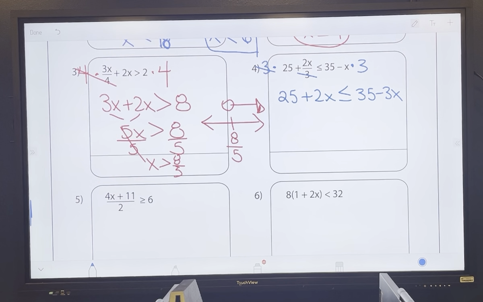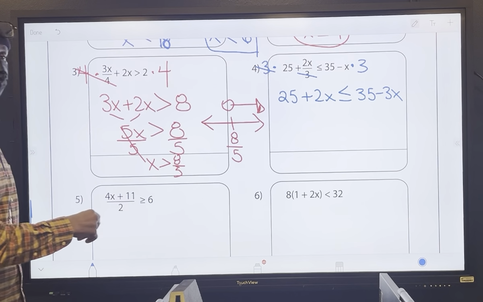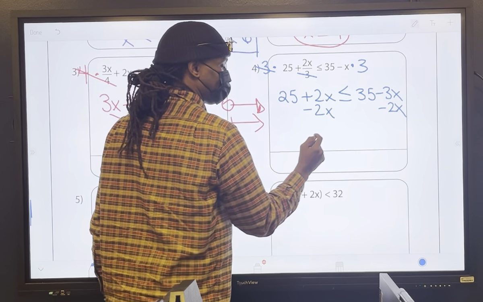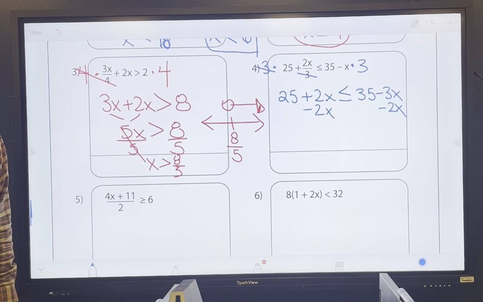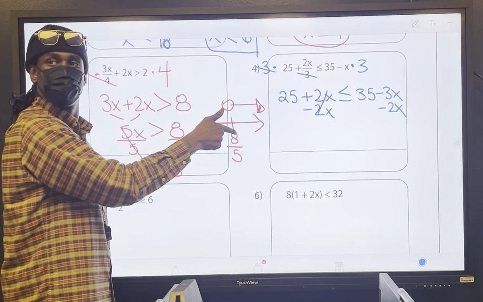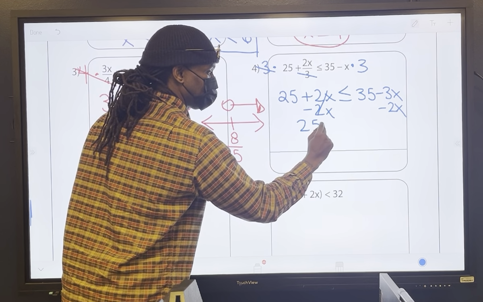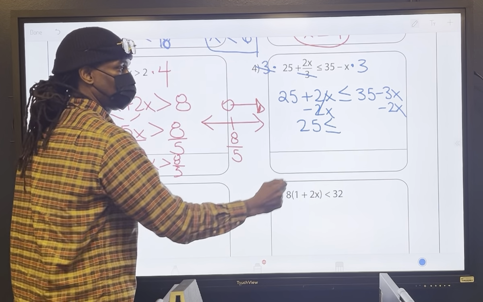Now we do what? Isolate x. This group, y'all 3, what y'all got? You want to get rid of the 2's? Very good. Let me see what happens here. What does that leave me with? They cancel. What's on this side? 25 is less than or equal to 35.